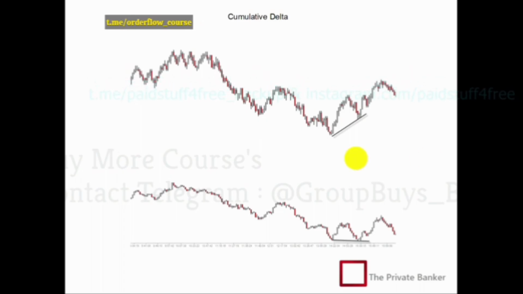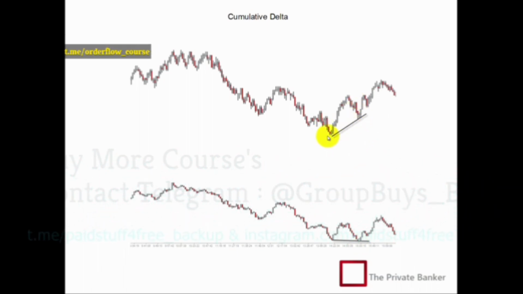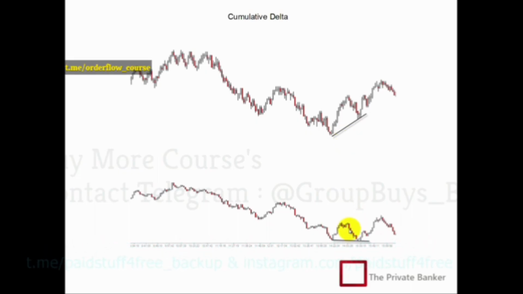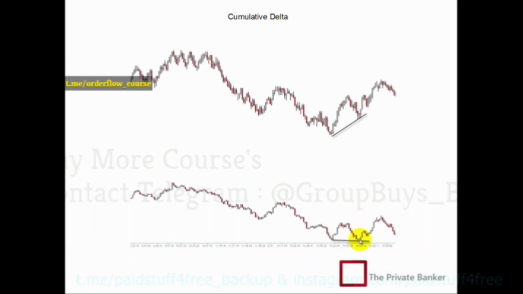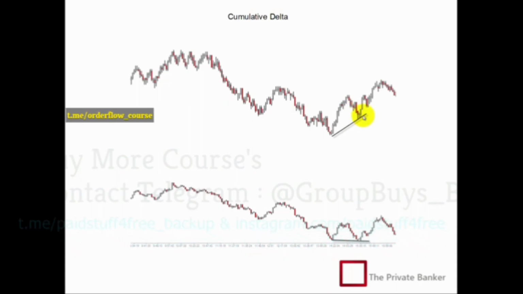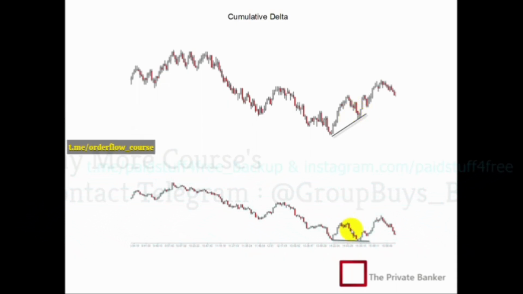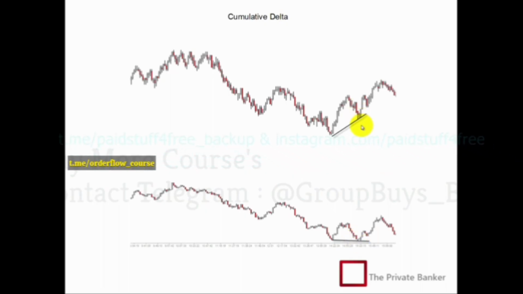Well, we know that sellers are being aggressive in this example here. However, price does not make a new low or even come back to our lows. So as sellers are selling into price, the market, for some reason or another, stops. It does not go any lower. So what does that tell us? Well, sellers are not being successful with hitting the bid lower. They're not seeing success with this market trading lower.